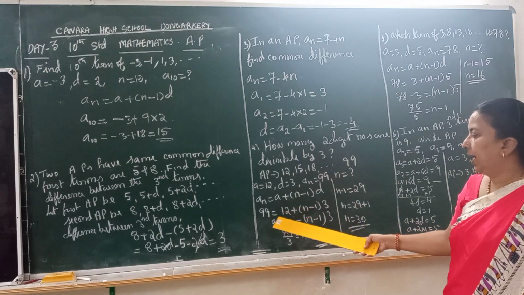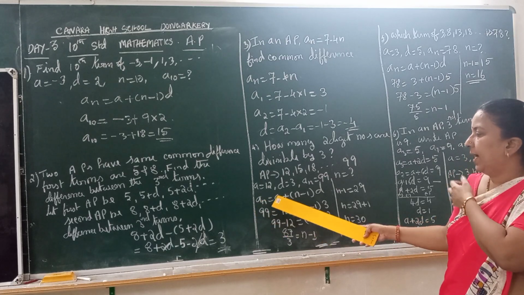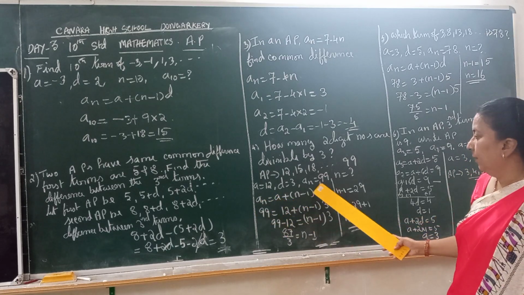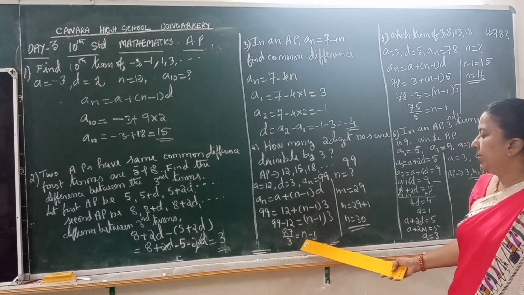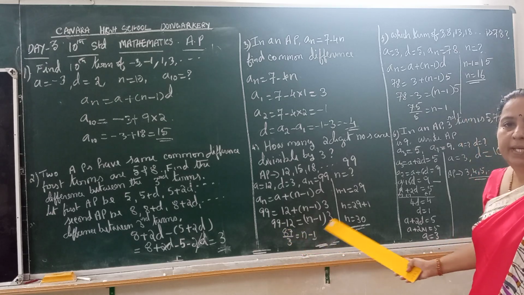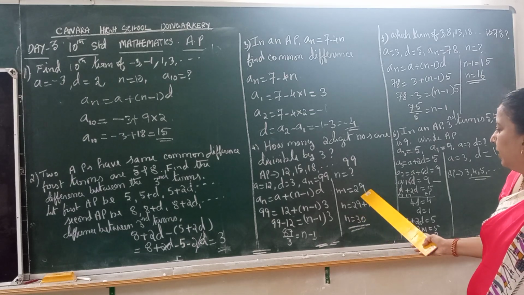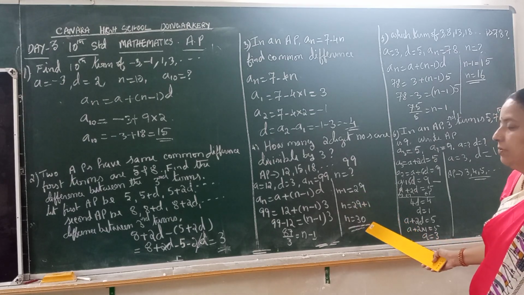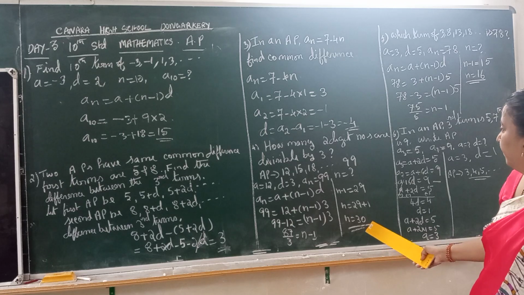Substituting in the An formula, in place of An 99, in place of A 12, D 3. When we substitute, we will get 87 divided by 3 is equal to n minus 1. That means n is equal to 29 plus 1, 30.